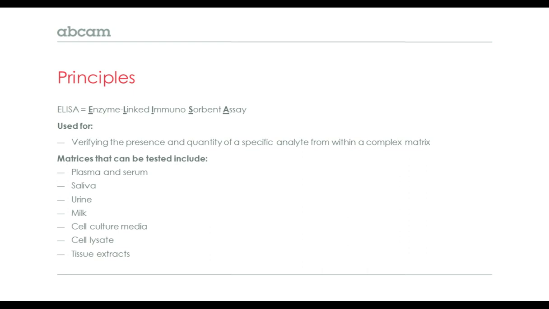ELISAs can be adapted such that the target analytes can be measured when present in a wide variety of matrices, allowing for substantial flexibility in sample collection and type. Typical matrices are described here: plasma and serum, saliva, urine, milk, cell culture media, cell lysate, and tissue extracts of various types. It is important when considering the type of matrix that you are looking at to try to match the ELISA kit specifically for that matrix. One can find numerous ELISA kits for specific targets that have been designed to be used with a specific type of sample, and it's important to match those as carefully as possible, if possible.